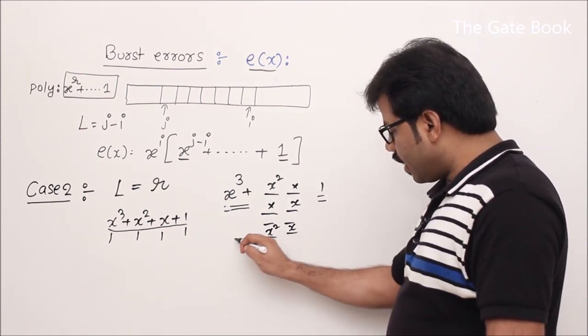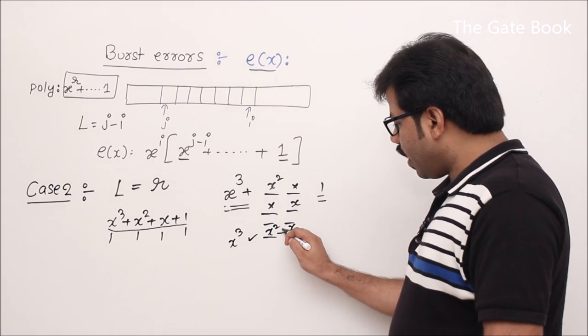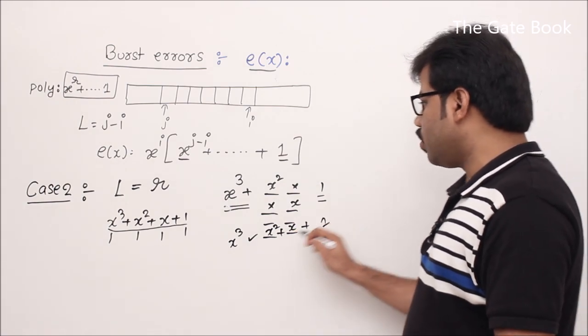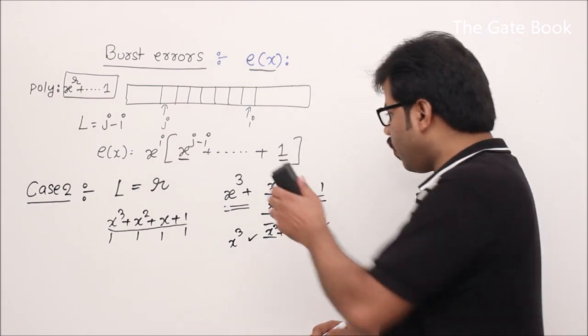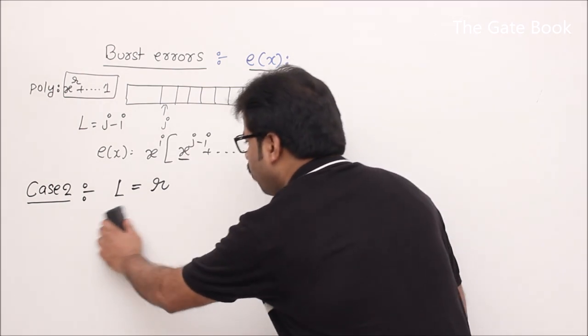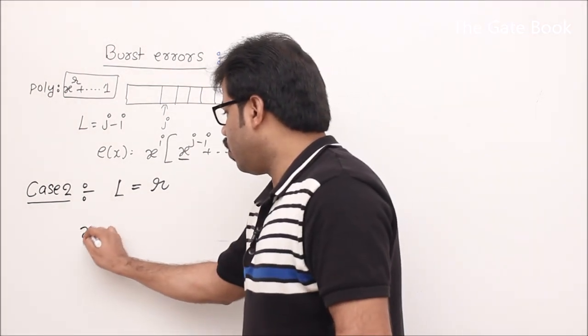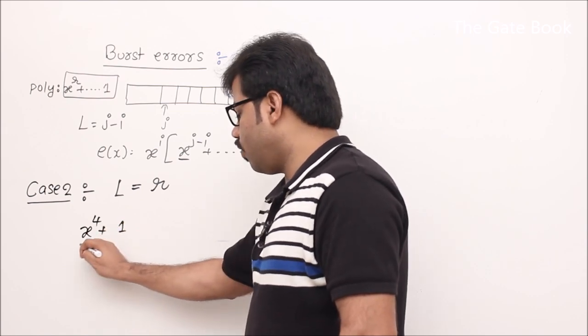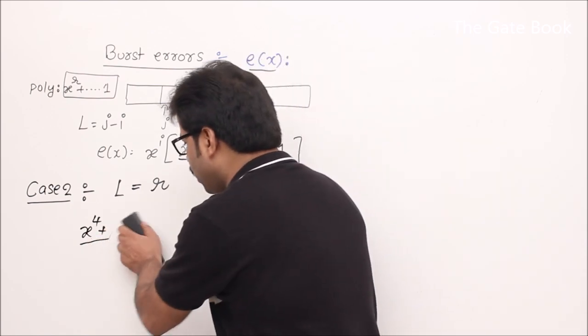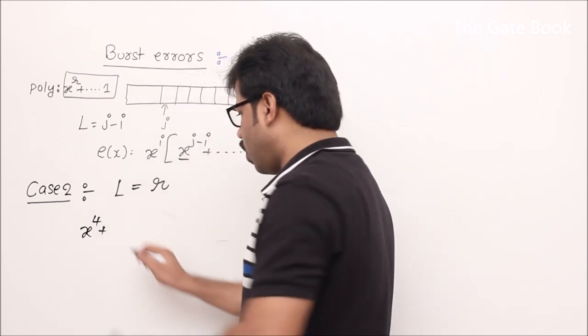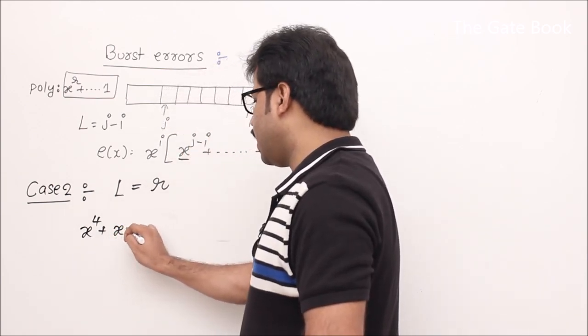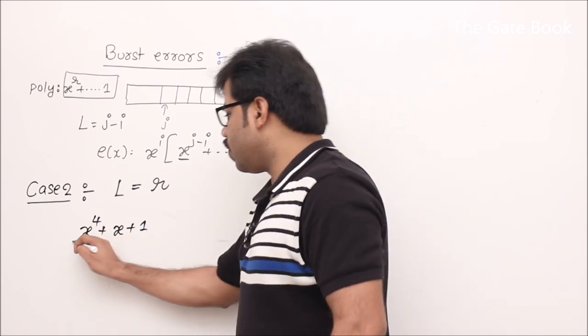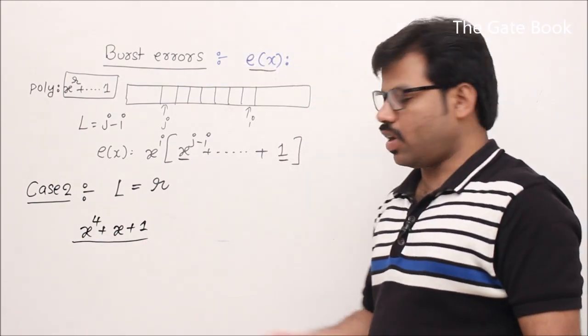That means if the error contains x square and also x, then only it is divisible by the polynomial. Let's see one more example. If you have the polynomial x power 4 plus, let's say, only 1. Of course, we don't take this kind of polynomial because it has a problem. Already we have seen x4 plus x plus 1, this is your divisor polynomial.